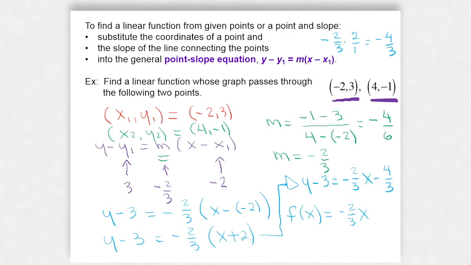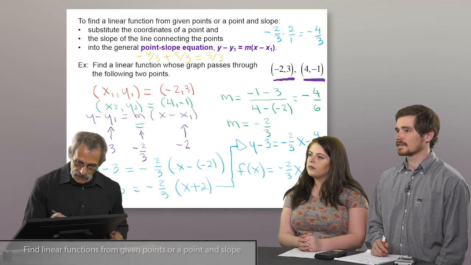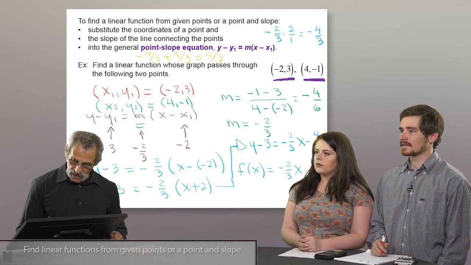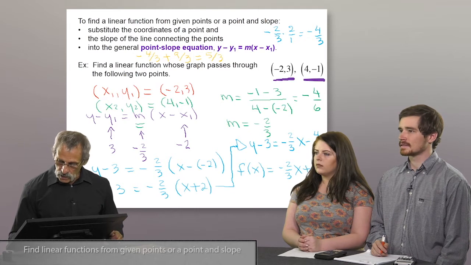So I got negative, what was it? Negative 4 thirds. Negative 4/3 plus 3, which I'll write as 9 over 3. I see. And that would be what? 5 thirds. Very good. So I'm just going to make a note of that. So it looks like now I'm ready to just finish this problem. It looks like I have negative 2/3 x plus 5/3.